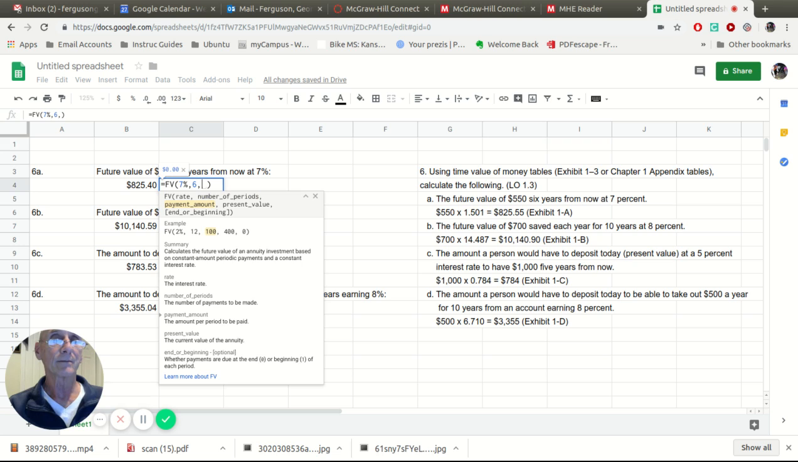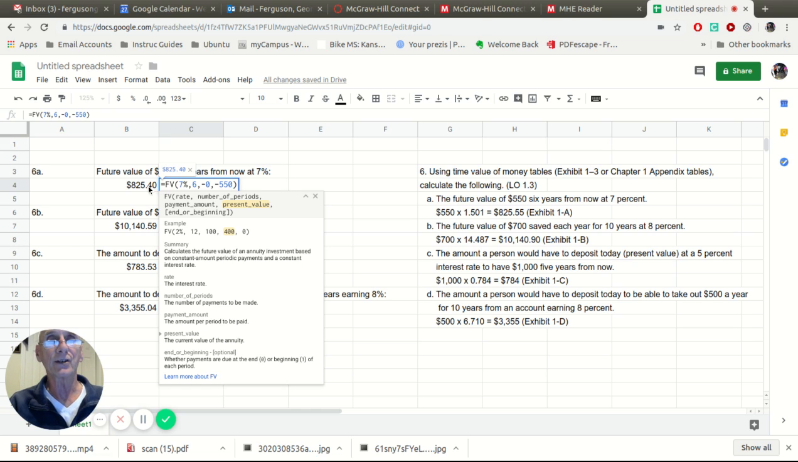The payment amount. What you're doing is you're putting away $550. Oops. Payment amount of 0. Okay. Comma. Present amount. I'm putting $550 away. So the present value of what I'm putting away is minus $550. In other words, what's happening is I'm taking $550 out of my pocket, putting that in there.